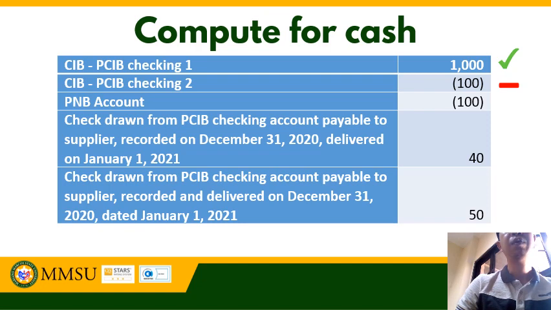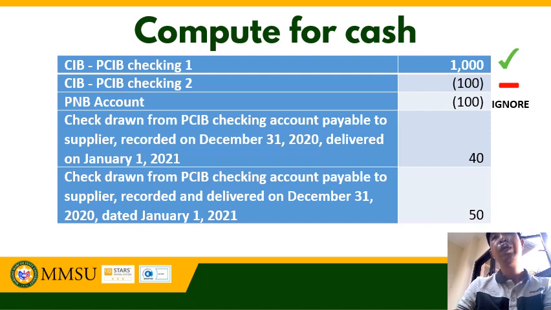The next item is PNB account with a negative 100 as well. This is also a bank overdraft, but there is no other PNB account, and therefore this would not be offset against any item, and therefore this is a liability to PNB, and therefore this should be ignored in the computation of cash.